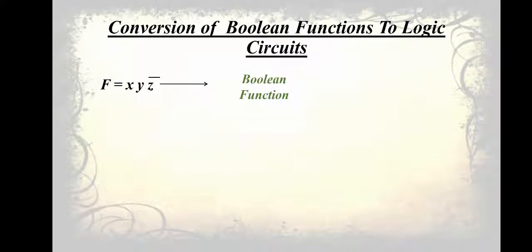So first of all, if there is an expression F = x y z', here you can see x and y and z' are multiplying with each other. It means there is an AND gate, because multiplication of inputs is known as AND gate. F = x y z' is your Boolean function.